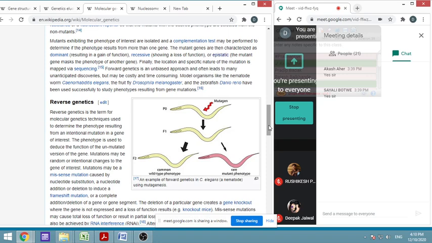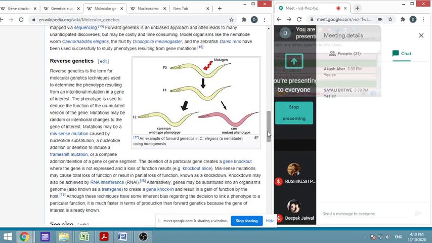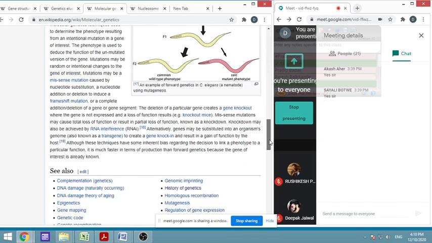So the phenotype is used to check, deduce here means to know, to understand the function of the unmutated version of the gene, and mutation may be random or intentional changes to the genes can be there. So there are a variety of mutations. You may please go through mutation again, which you might have read in microbiology, missense mutation, and then point mutation, etc. So there are many such things, and that will help you to understand.